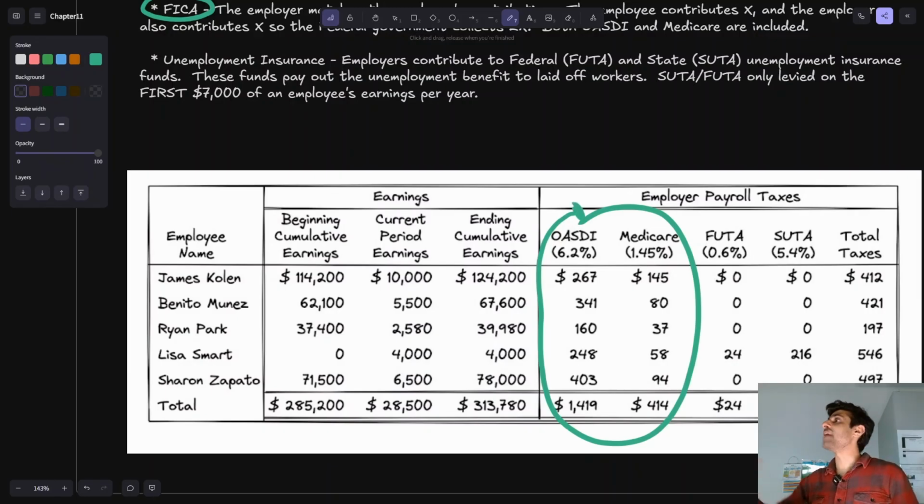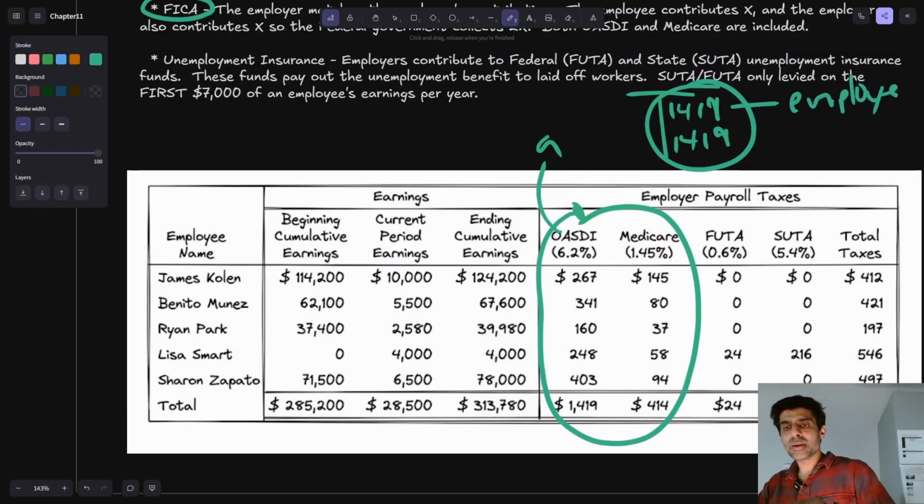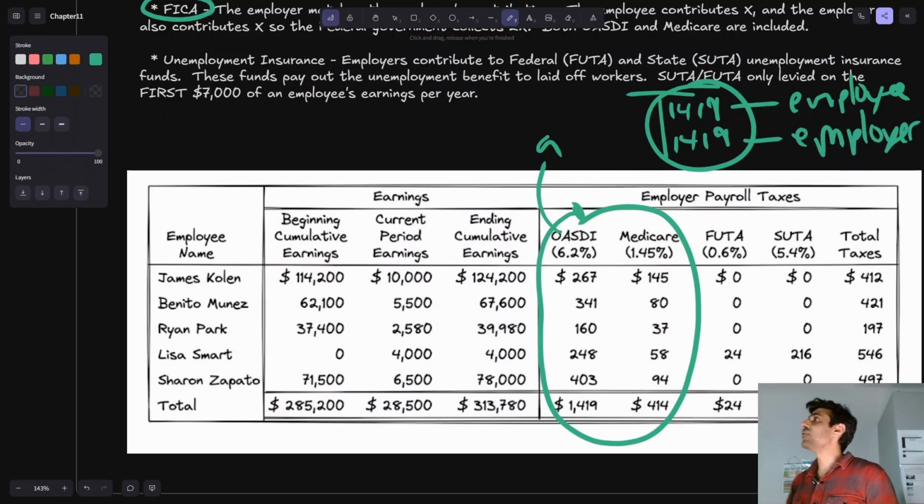This is going to be coming from a separate expense that the employer is going to have called payroll tax expense. Okay, so you'll see in the T account for like OASDI payable, you're going to have two entries. You're going to have 1419 from the salary and wage expense, and you're going to have 1419 from the payroll tax expense. Okay, so you're going to have two of these here. This is from the employee, and this is the matching amount from the employer. So it's very easy to get confused because it's going to be the same number, it's going to be the same account, but they're for two different expenses.